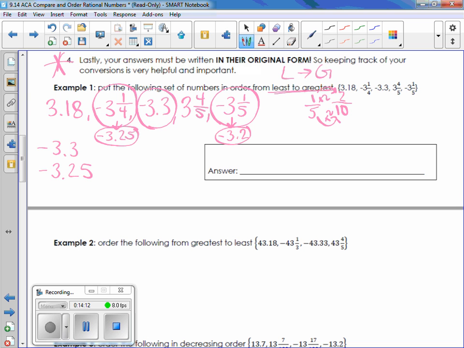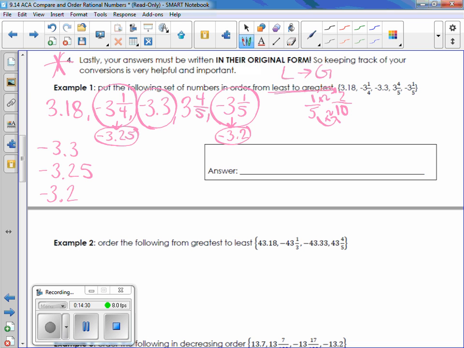Again, the division always works. If that's confusing, the division always works. So then I'm going to write this here. We have our -3 and 2/10. Now to compare them, this is what's tricky.